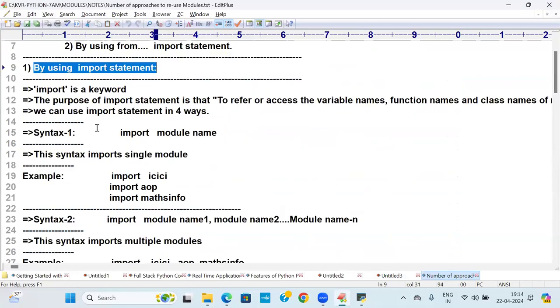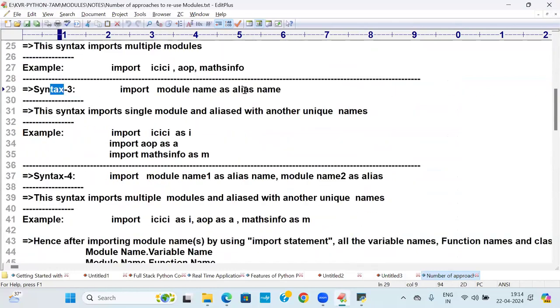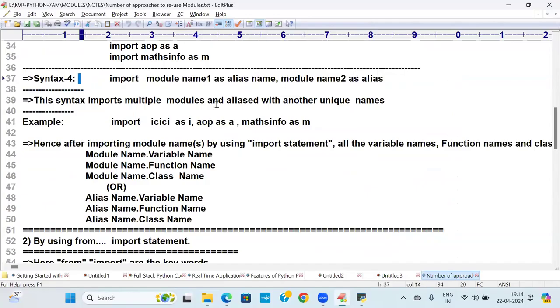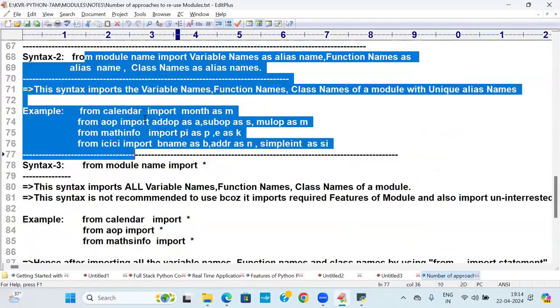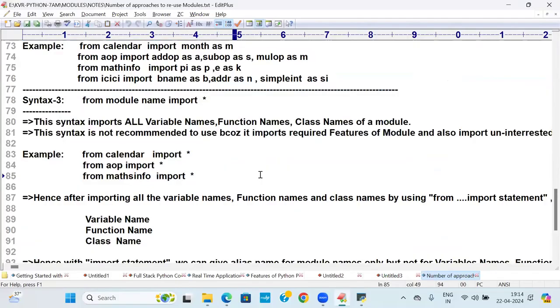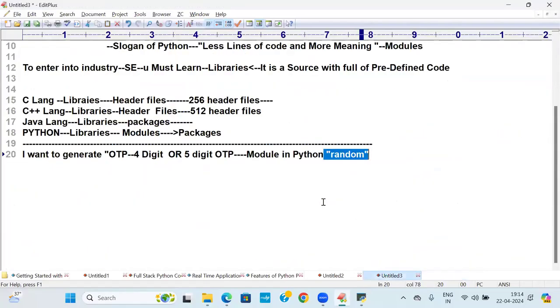By using the import statement, syntax number 2, syntax number 3, syntax number 4, and by using from import, syntax number 1, syntax number 2, syntax number 3. Seven syntaxes I am explaining. Right now, don't worry about it. Why am I showing all these things? I will explain more about modules further.